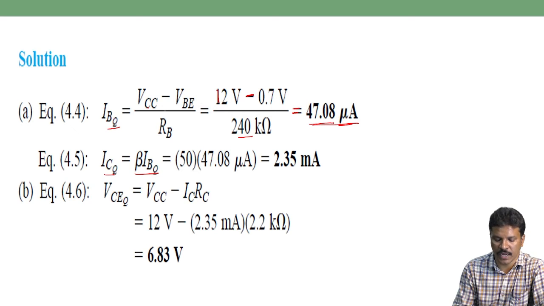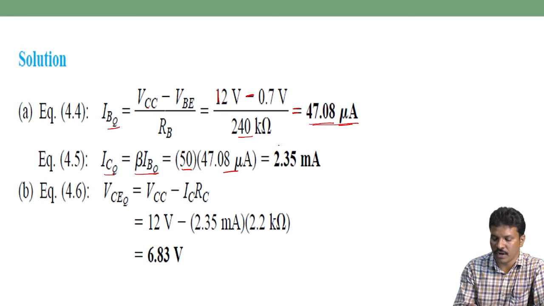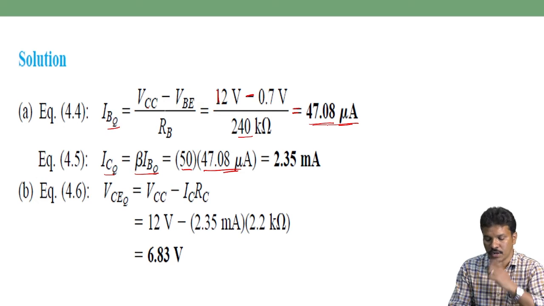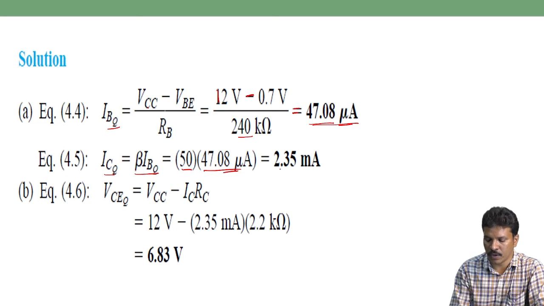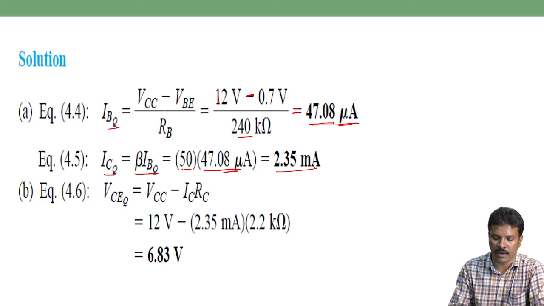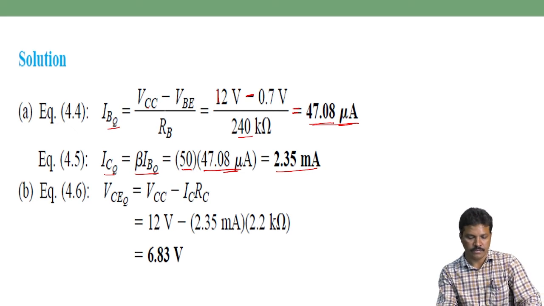Once we have this 47 microampere for IB, we know the equation ICQ is equal to beta IB. Beta is equal to 50 given, and IB we already found as 47.08 microampere. Multiply with this beta 50, you will get 2.35 milliampere. IC is always measured in milli, IB is always measured in microampere.